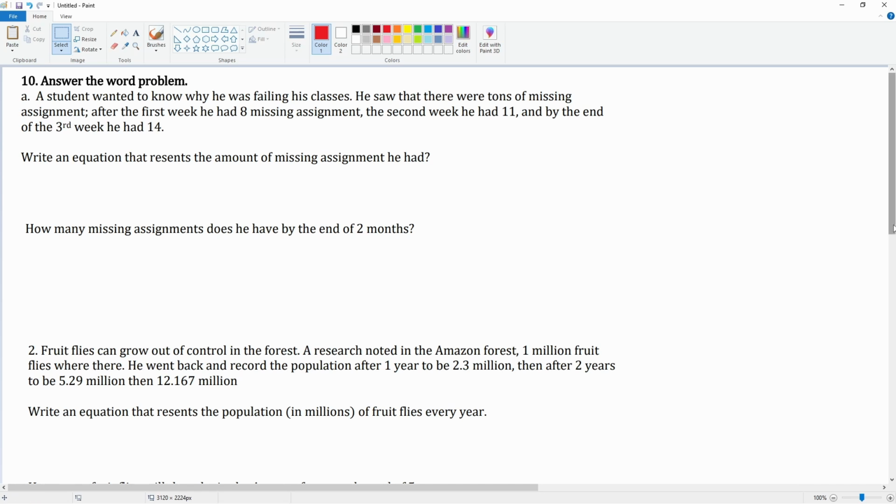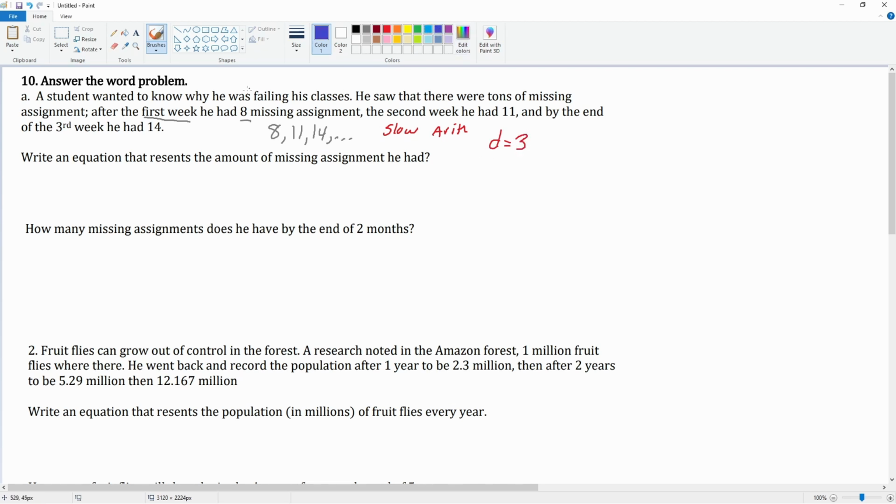So what we should do is probably generate out that sequence first, okay? The first term, which is the first week, he had 8 missing assignments. So it should be 8 in parentheses. Second week, he had 11. Third week, he had 14. So here, this would be the sequence, in parentheses, comma, dot, dot, dot. Okay, this looks arithmetic, so let's look at the common difference. The common difference here looks like 8, 9, 10, 11. So it is a 3.